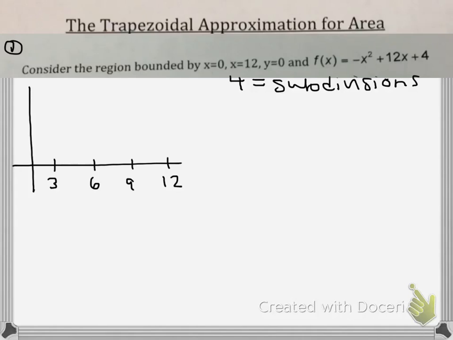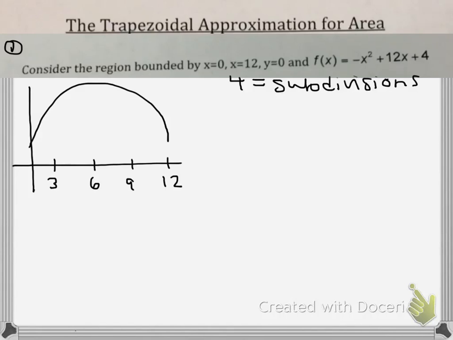All right, so let's graph this based on what we have right here. I'm going to start by plugging in 0, and when I plug in 0, we get 4. So that's going to be there. And 6 would give us about 40, so that would be our maximum. So if I were to graph this, it would look something like that.